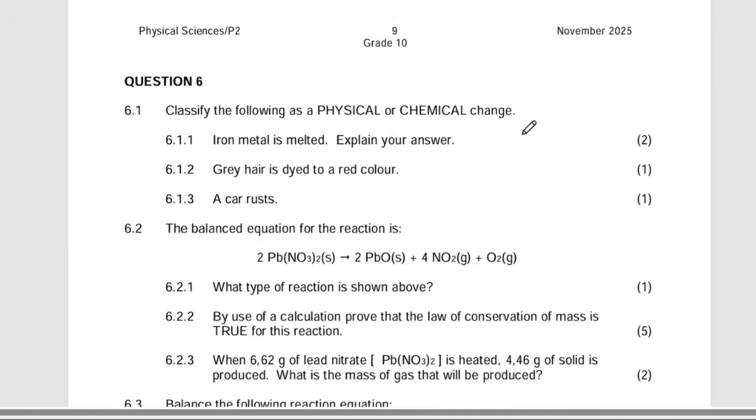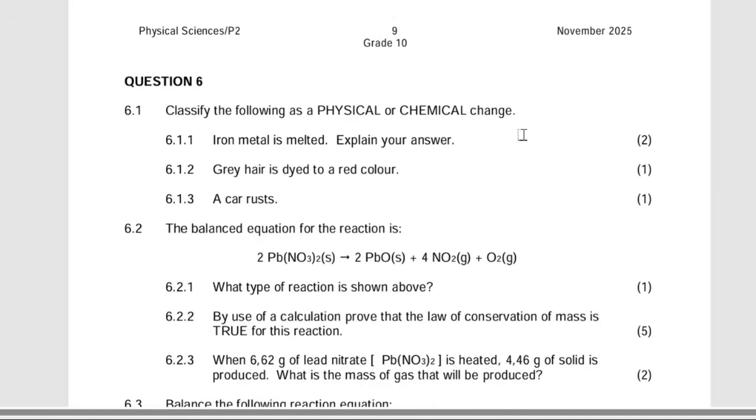Right, so 6.1 reads: classify the following as physical or chemical change, right? There are two options there, physical or chemical change. Please, whenever you encounter such questions, do not leave them blank. So I'm going to say classify the following as a physical or a chemical change, right?